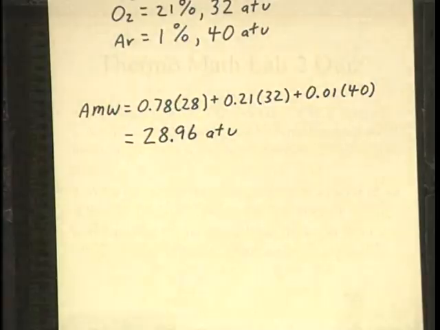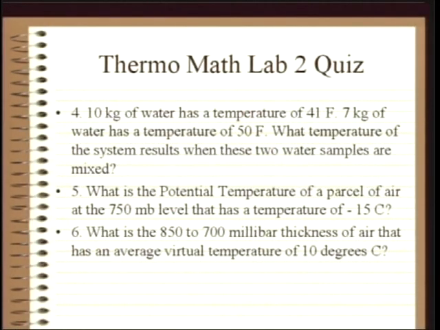I have 3 more questions for you on the PowerPoint. You want to write these down. Question number 4, 10 kilograms of water has a temperature of 41, 7 kilograms of water has a temperature of 50. What temperature of the system results when the 2 water samples are mixed together?